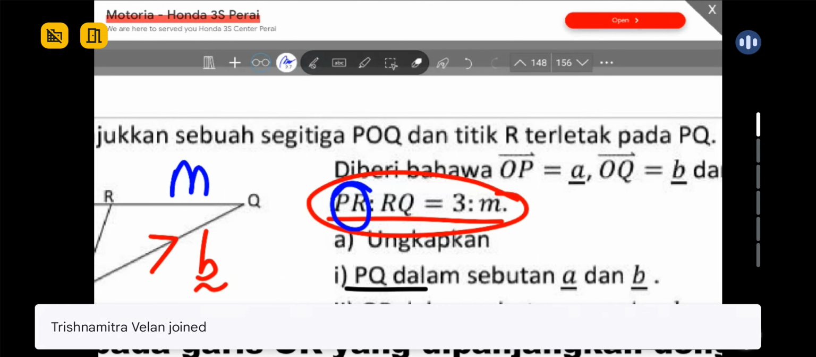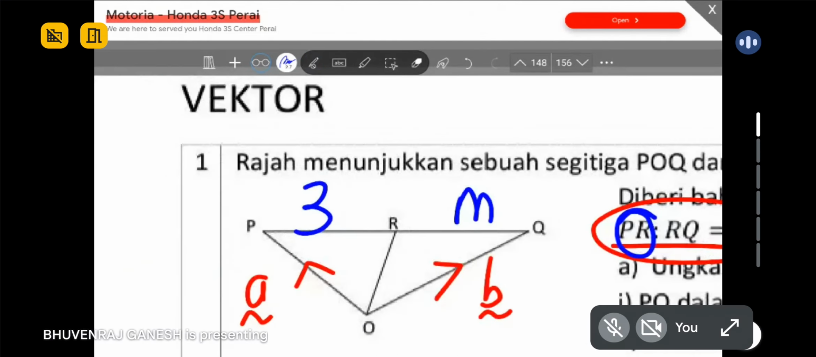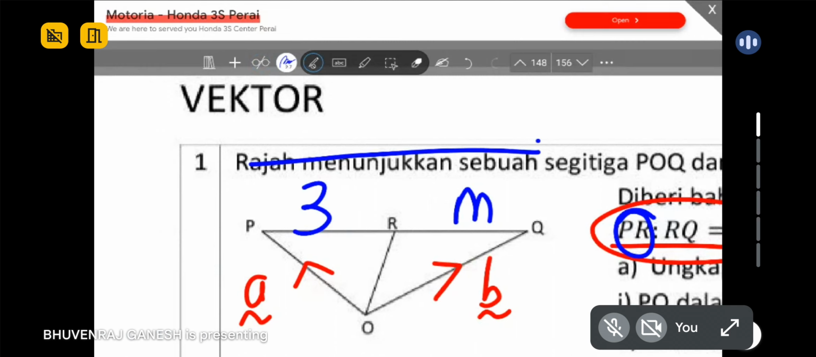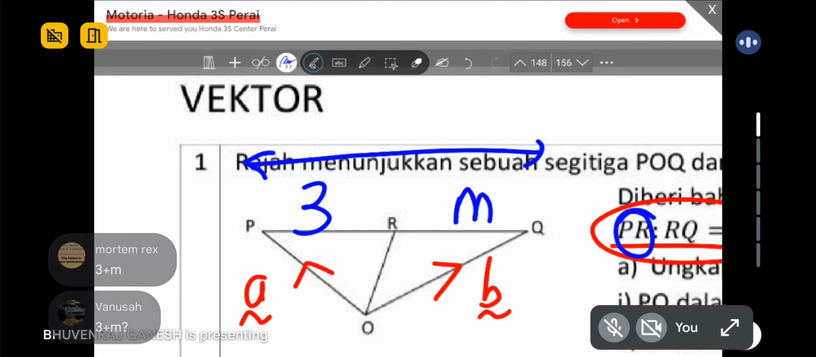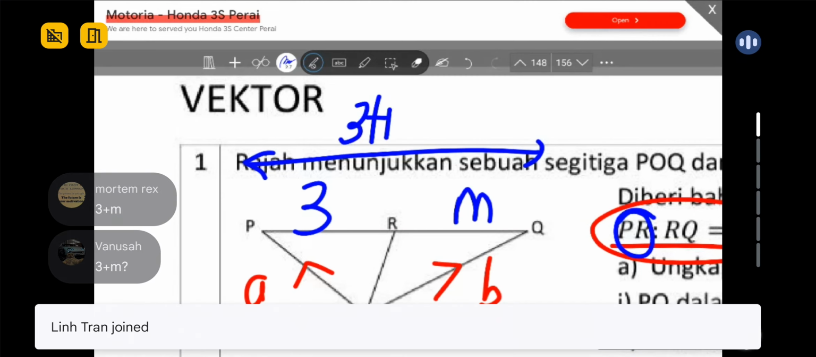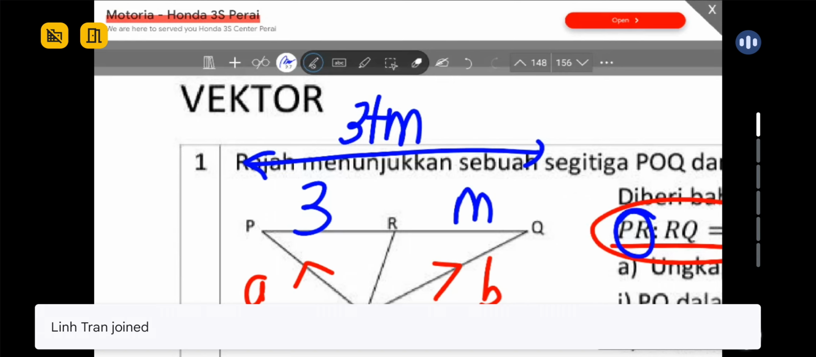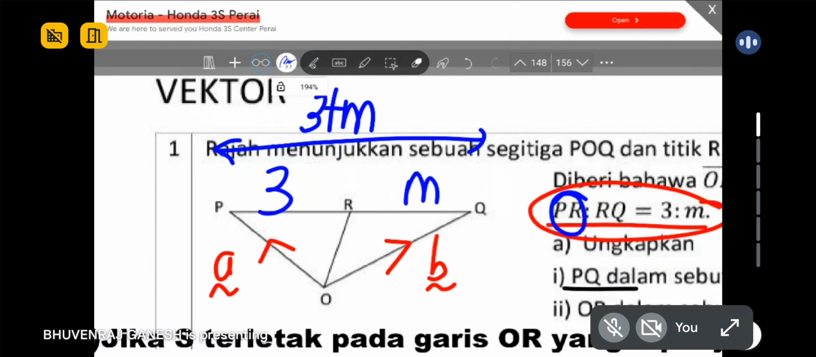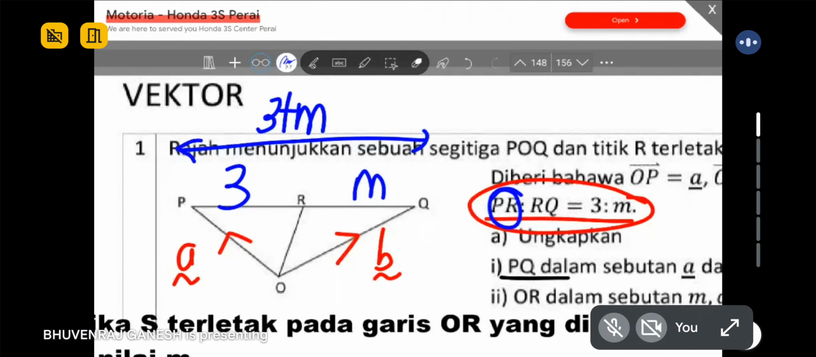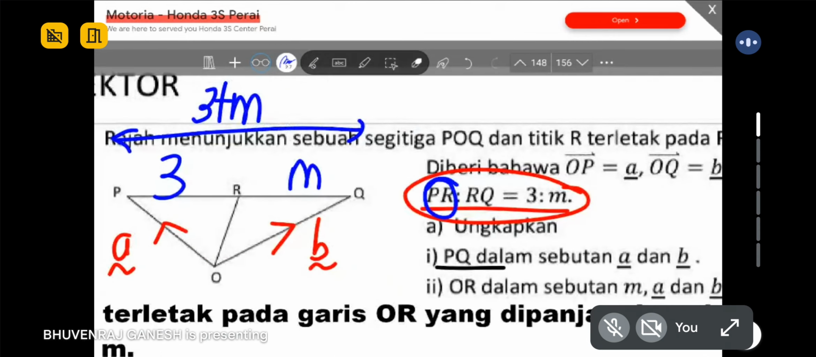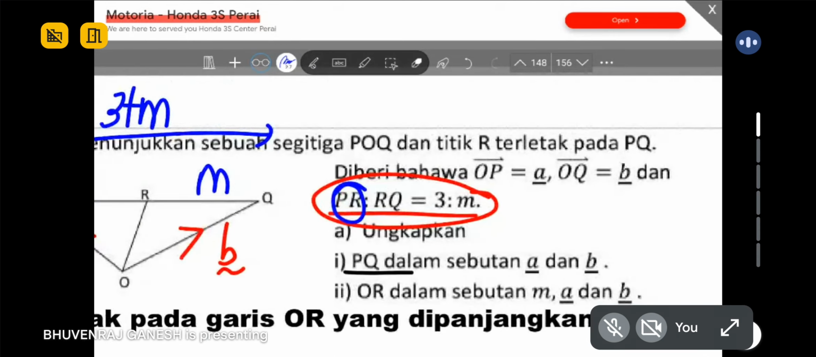So guys, if I ask you the total for PQ, what is the total ratio? Apa jumlah nisbah kat sini? Let's say I want to find the whole thing. Jumlah. What do you get? Anyone? Very simple only. Yes, 3 plus M lah. This is the concept. All of you clear how I label this? Semua jelas? Labeling yang ni? This one is very basic lah. You guys need to know how to label.